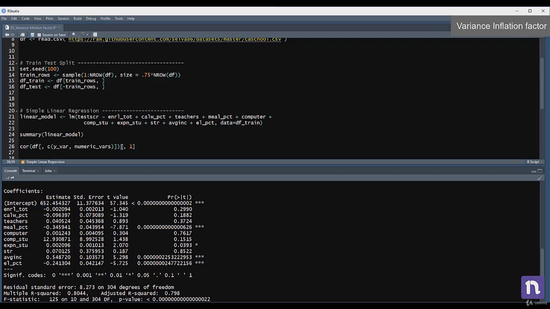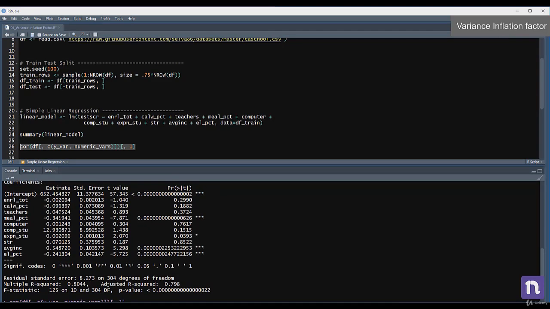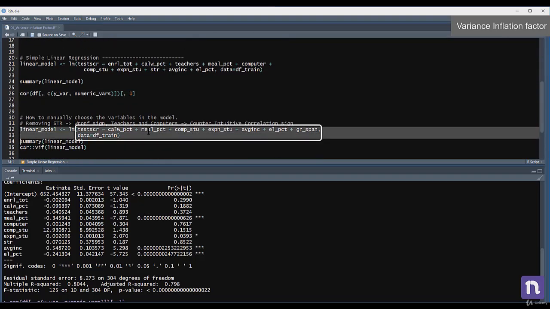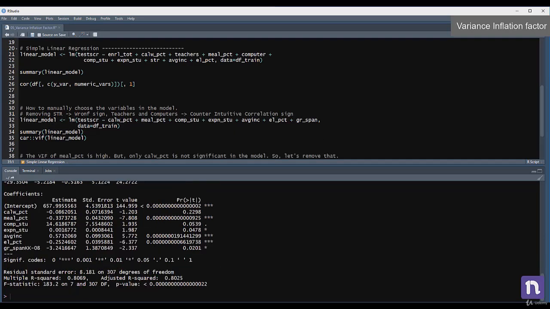If you look at the correlations, you will find that the sign of the correlation and the coefficient for some of the x variables do not match. So for those variables, I am first removing them. I'm removing str, teachers and computers, and rebuilding the model. And this is the new summary. In this new summary, only cal w percentage is not significant, others are all okay.